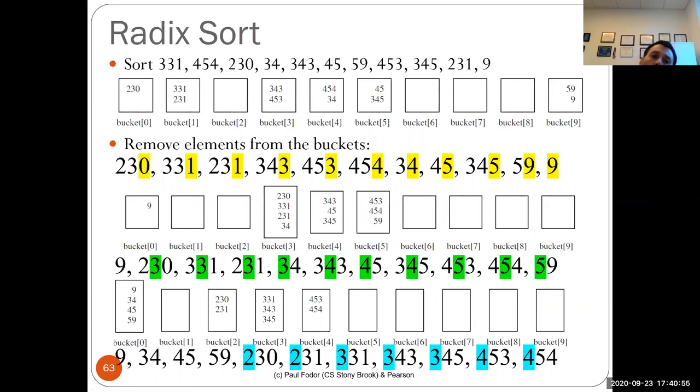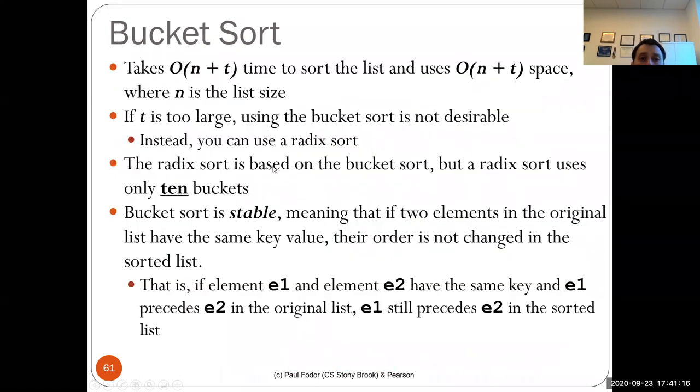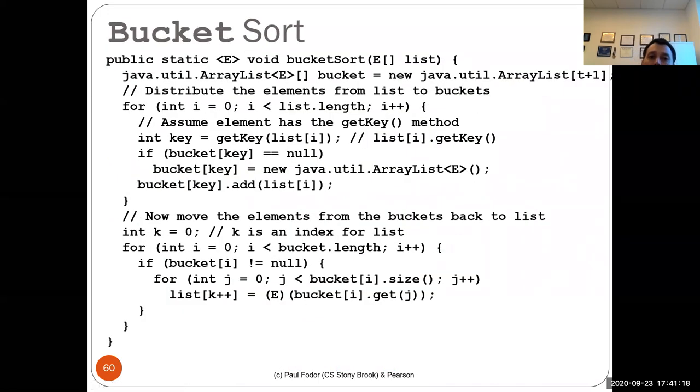And you do again the operation, in the case of radix sort, on the second digit. So 230 will be put now in the bucket three, and 331 also in the bucket three, and 231 also in the bucket three, 343 into the bucket four. So you're looking at the second element, but this is done in radix sort. So bucket sort is only one step in this process. It basically is in radix sort.